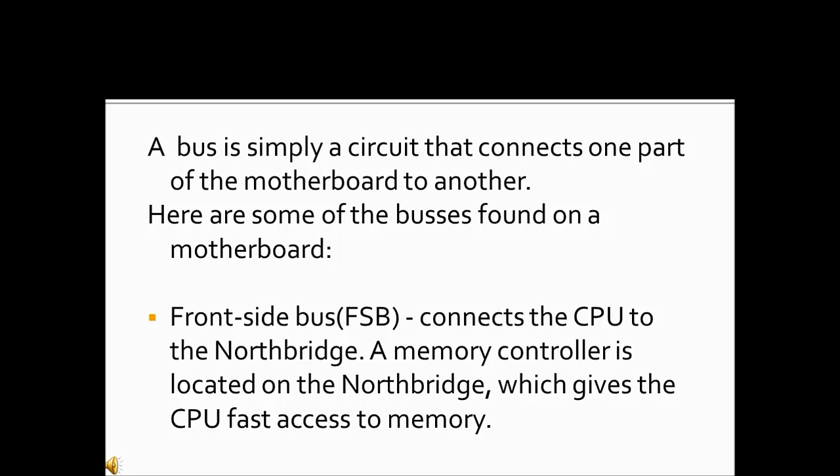Front side bus. The front side bus connects the CPU to the north bridge. A memory controller is located on the north bridge, which gives the CPU fast access to memory. Since the CPU reaches the memory controller through the north bridge, the front side bus speed can dramatically affect a computer's performance.